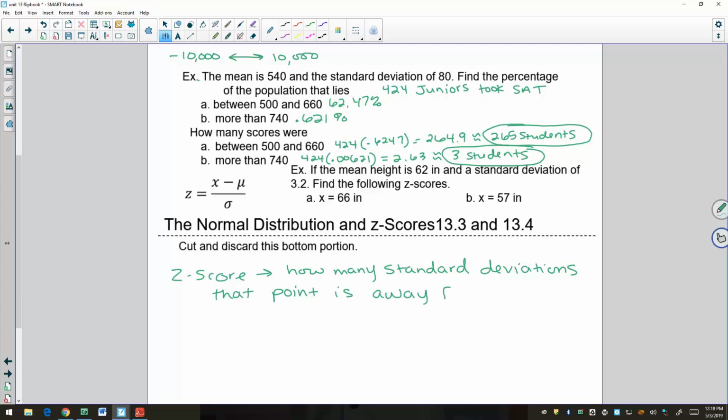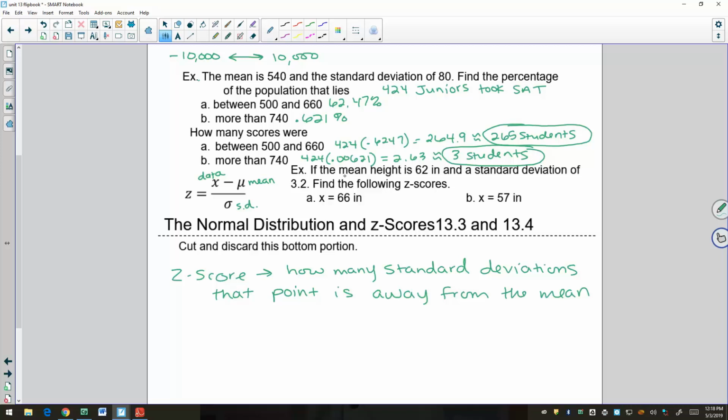And you need to know, so the formula up there has the symbols, and you just need to know what those stand for. So the X is your data point. This is your mean, and then this is your standard deviation. So the Z-score just tells you how many standard deviations away your data point is from the average.